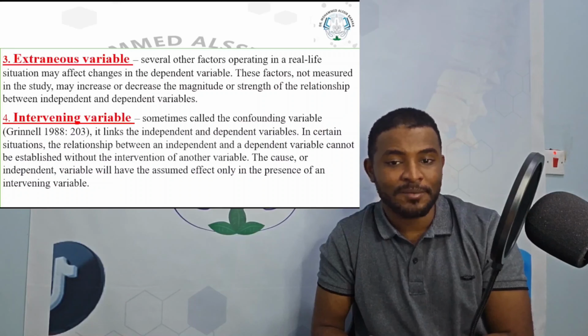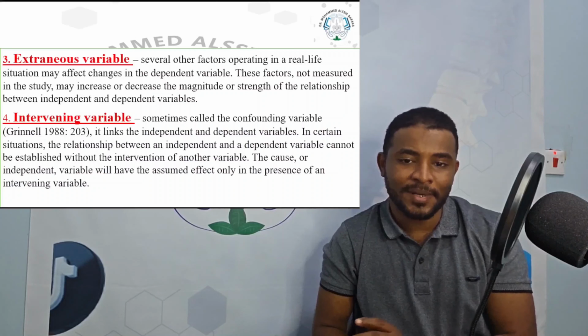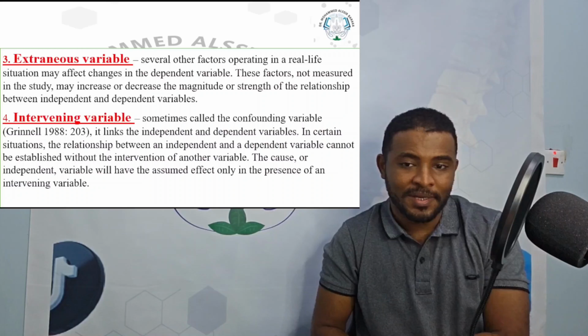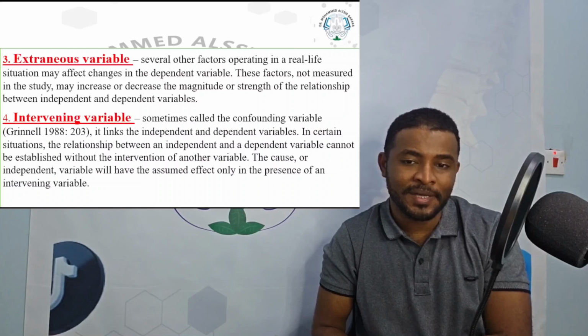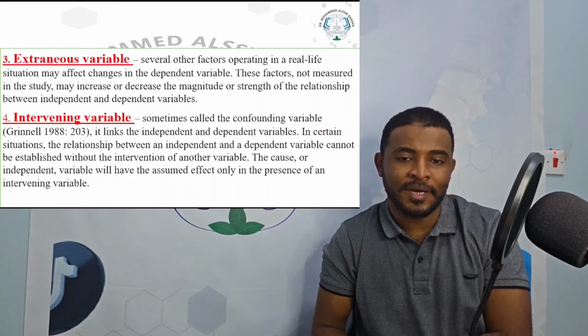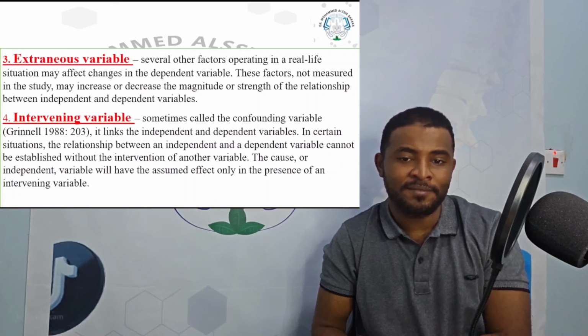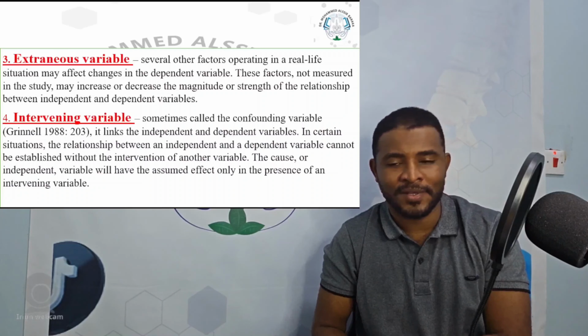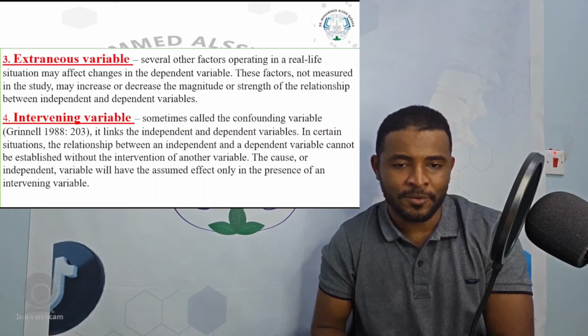Intervening variables, sometimes called confounding variables, link the independent and dependent variables in certain situations. The relationship between an independent and dependent variable cannot be established without the intervention of another variable. The cause or independent variable will have the assumed effect only in the presence of an intervening variable. This is also called the link variable.